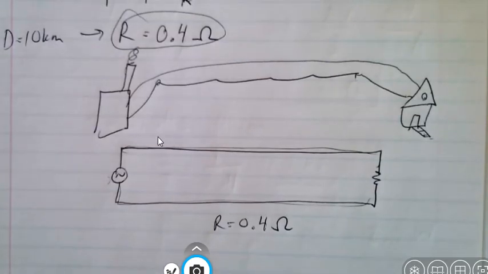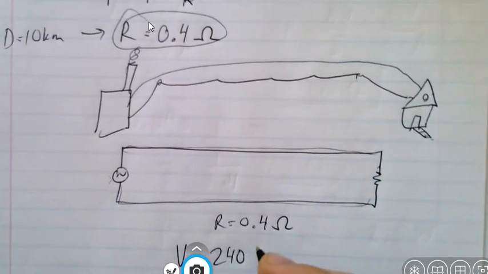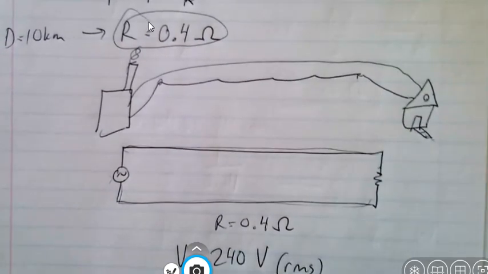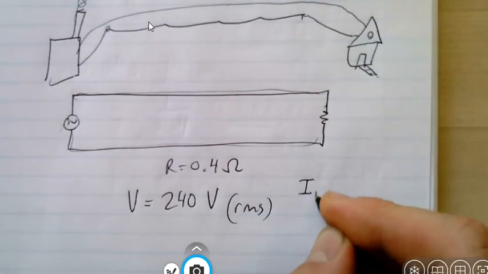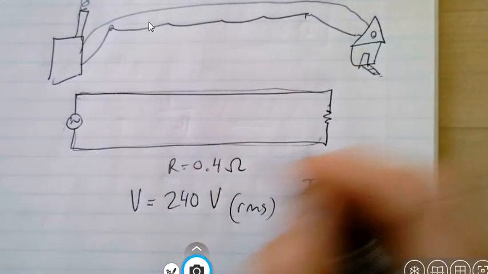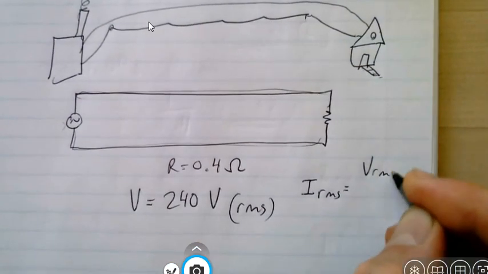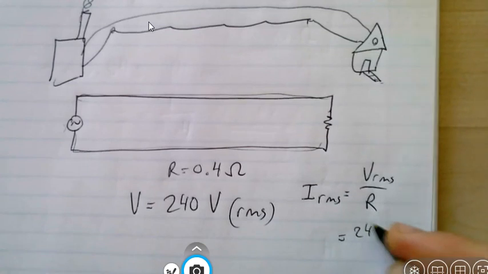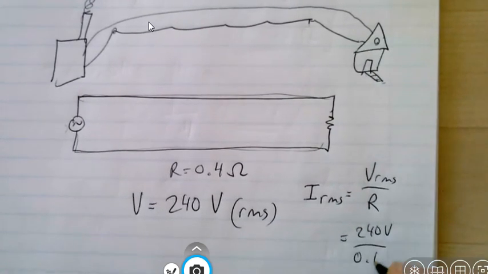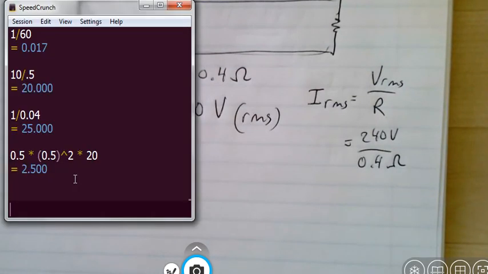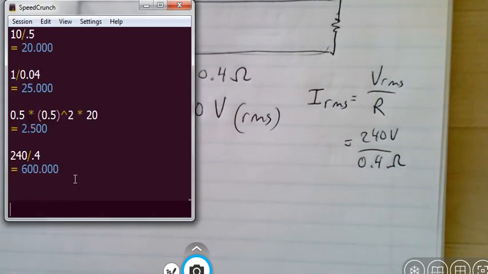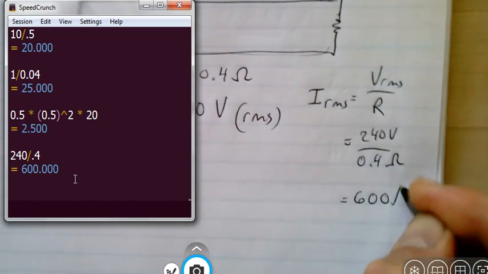Well, one thing that we can do is we can take a look at the voltage, right, which is equal to 240 volts, and this is an RMS value, and we can see that the current, I_RMS, that's going through this wire here must be equal to V_RMS divided by R. So in other words, that's 240 volts divided by 0.4 ohms. So putting all those facts together, we can see that 240 volts divided by 0.4 is going to be 600 amps. Wow, that's a lot of amps.